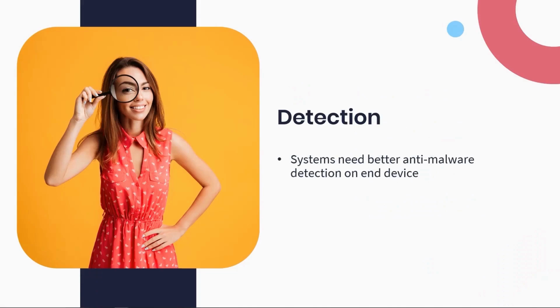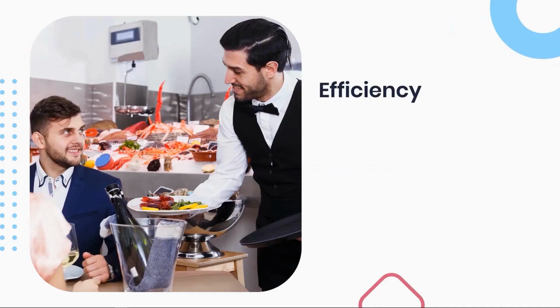Detection. According to the CrowdStrike report of 2019, the majority of the malware incidents that occurred could have been detected and prevented if the system had better anti-malware protection. Being fully able to detect malware on end devices increases the chances of isolating and removing it before any damage occurs. Efficiency. This is a big benefit for users.